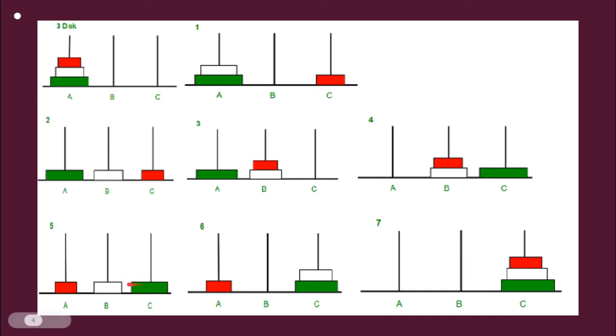Okay, now what we have to do, we have to remove this white and place it on C. So now it follows the rule, only one disc can be moved at a time, and also we can place only the smaller disc on the bigger disc. Now green is bigger, white is a little smaller, we are placing one disc at a time. It is placed on the disc. Now this is the diagram scenario.